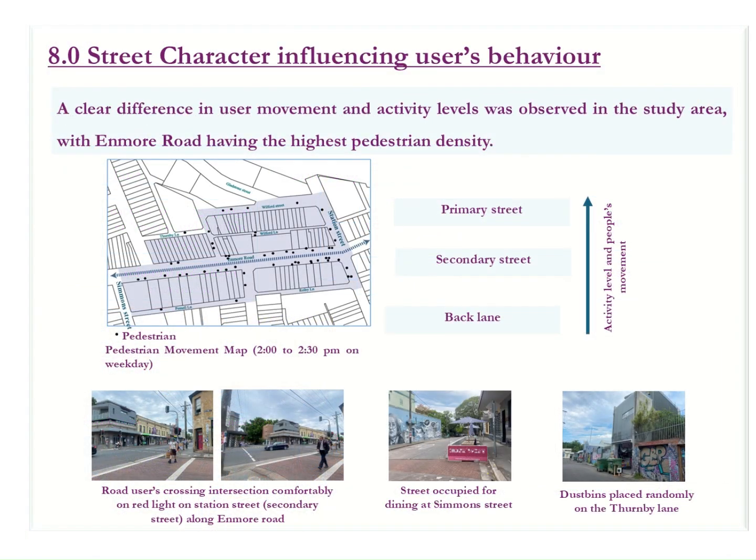Finally, the users' behavior influenced by the street hierarchy and street character is shown here. The map illustrates the dominance of pedestrian movement on the main streets, which is almost none on back lanes during the daytime of weekdays. Similarly, the images below show the users' behavior on different streets. For instance, the image on the left hand side shows how comfortably pedestrians are crossing the secondary street even on a red light, which is almost impossible on primary streets.